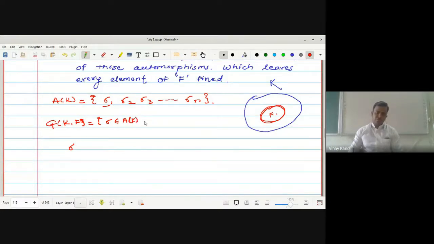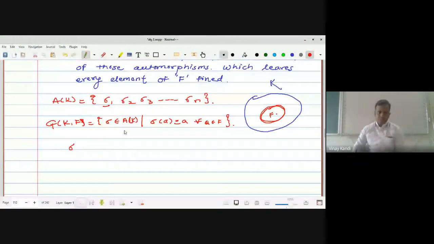So A of K such that sigma of a is equal to a for all a belongs to F. In a fixed field it is the reverse. In a fixed field, a belongs to capital F such that sigma of a is equal to a for all sigma belongs to G, whatever our G is, a subgroup of A of K.